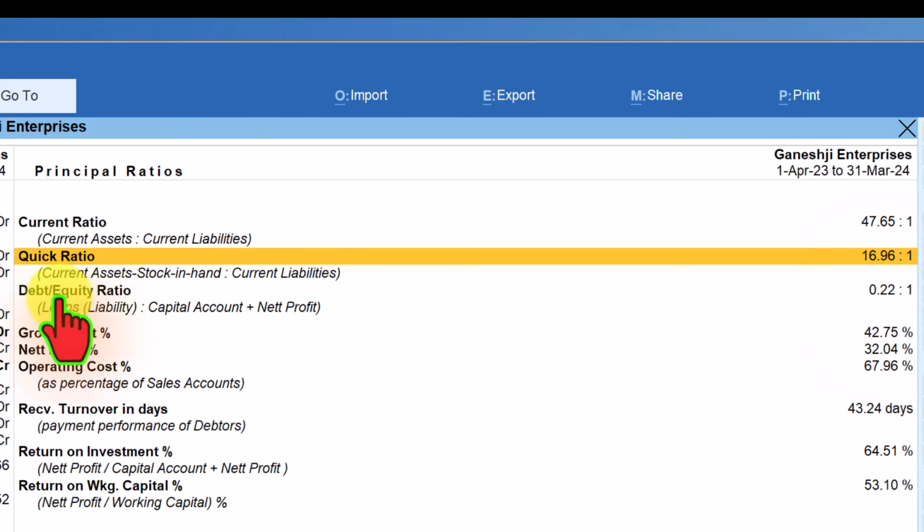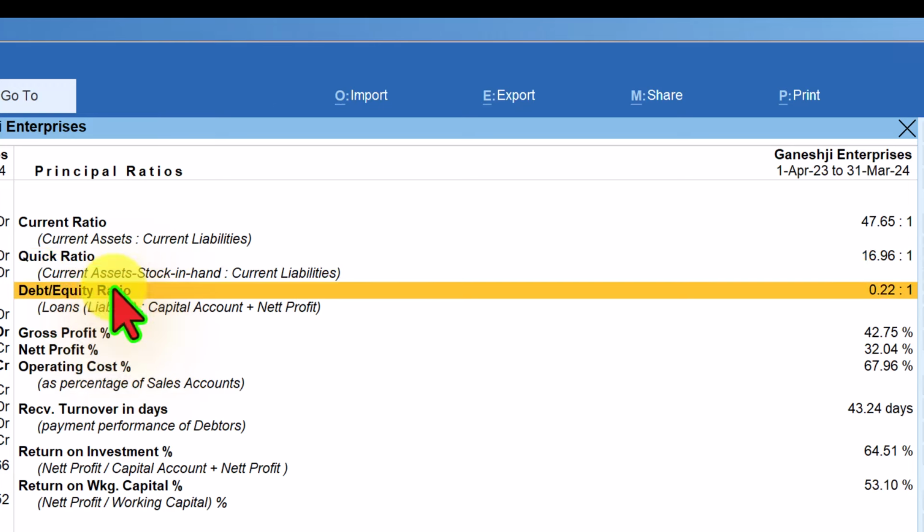The next one is debt equity ratio. This is a critical ratio which the banker is going to look into. If the company is going to go for any loan, the first thing the banker is going to see is the debt equity ratio. Now quickly let me again explain with a simple example.